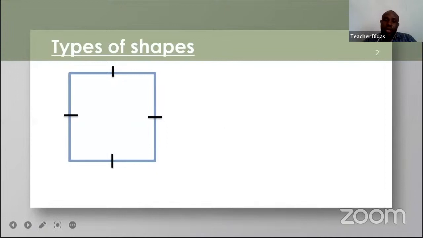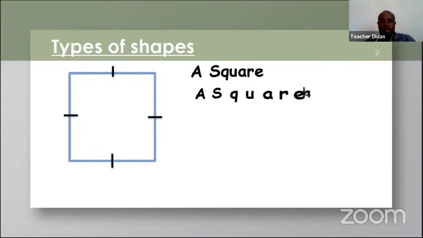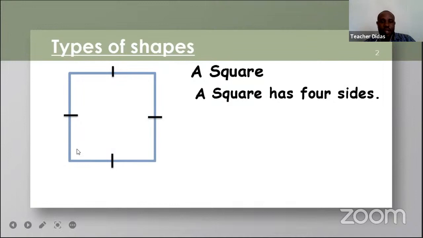So we can go on and say, when you look at the shape that is here, it is a square. And you can spell the word square as S-Q-U-A-R-E. And the word is square. A square has 4 sides, as one of our friends has said. The first side is here, the second one, the third, and the fourth.